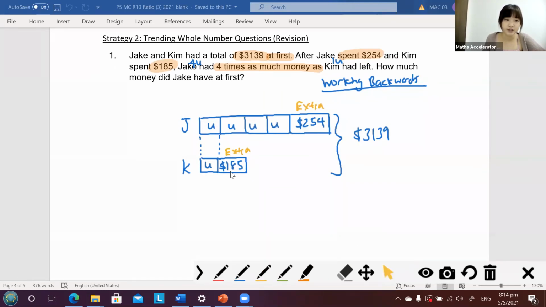Okay, 185 is not 1 unit. It just so happens it looks like 1 unit. You can draw any length here. It can be longer, can be shorter. We don't know what is 1 unit. Okay, we don't know what it is. Now we're looking for it. So you remove the 2 first, the extra.